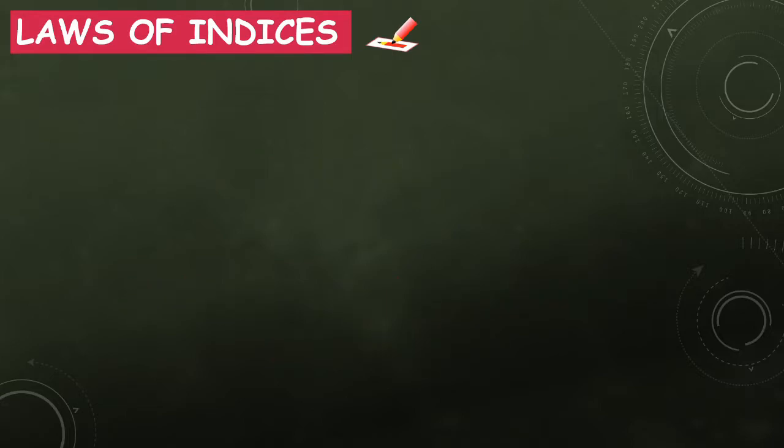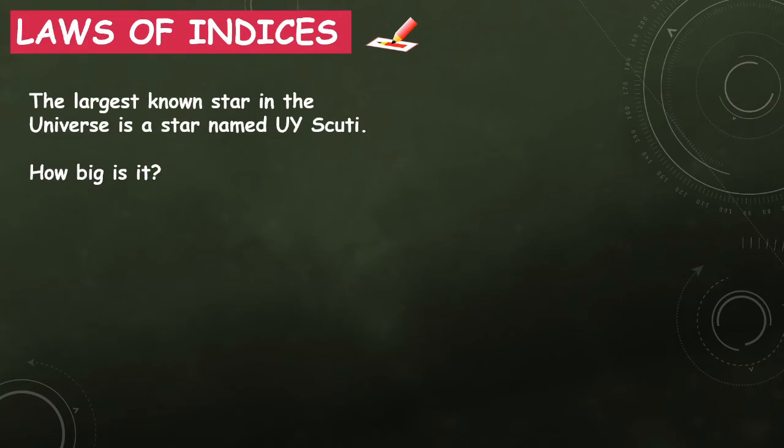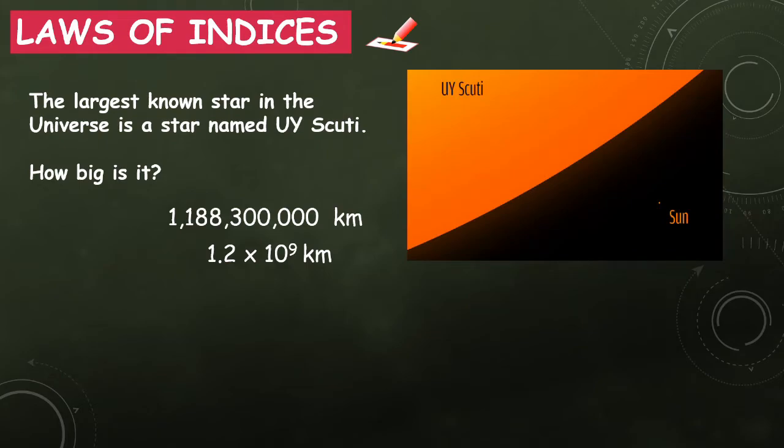Let's look at how. The largest known star in the universe is a star named UY Scuti. How big is it? It is 1,188,300,000 kilometers in diameter. We can shorten those digits by writing it as 1.2 multiplied by 10 to the power of 9 kilometers. By the way, this is UY Scuti compared to our Sun.